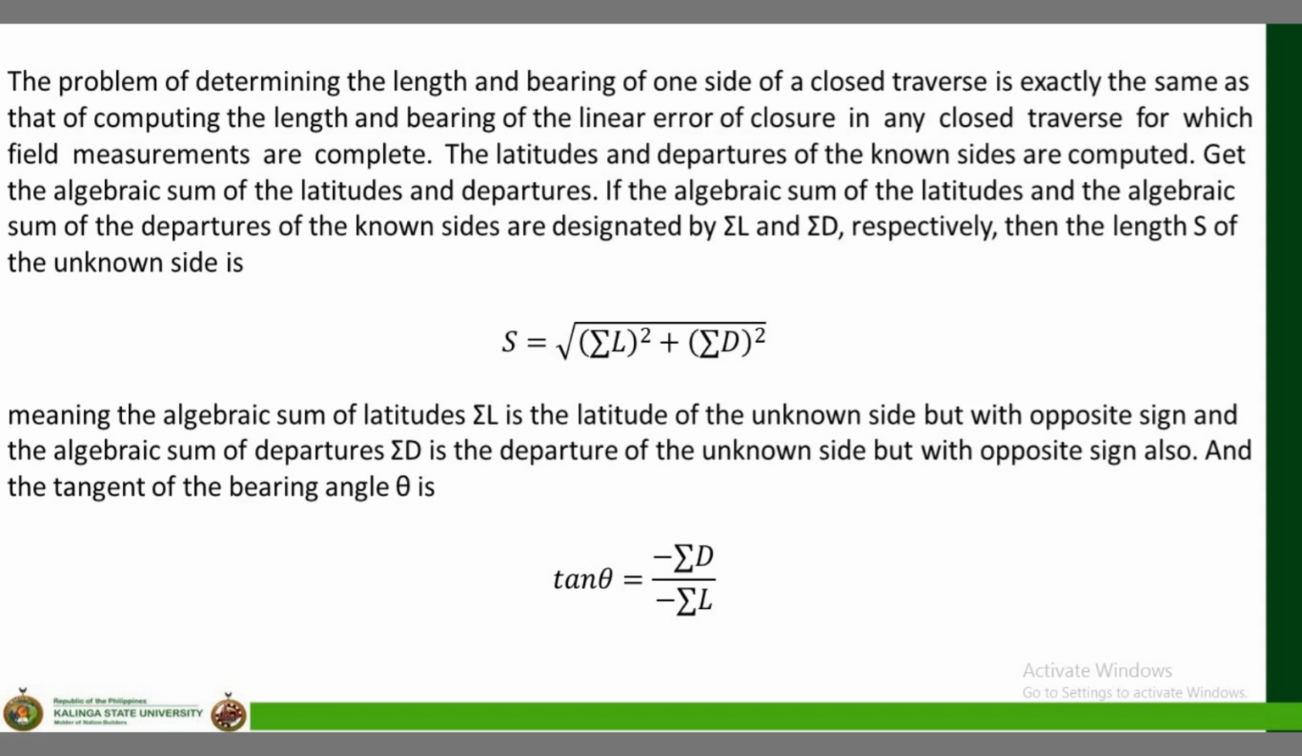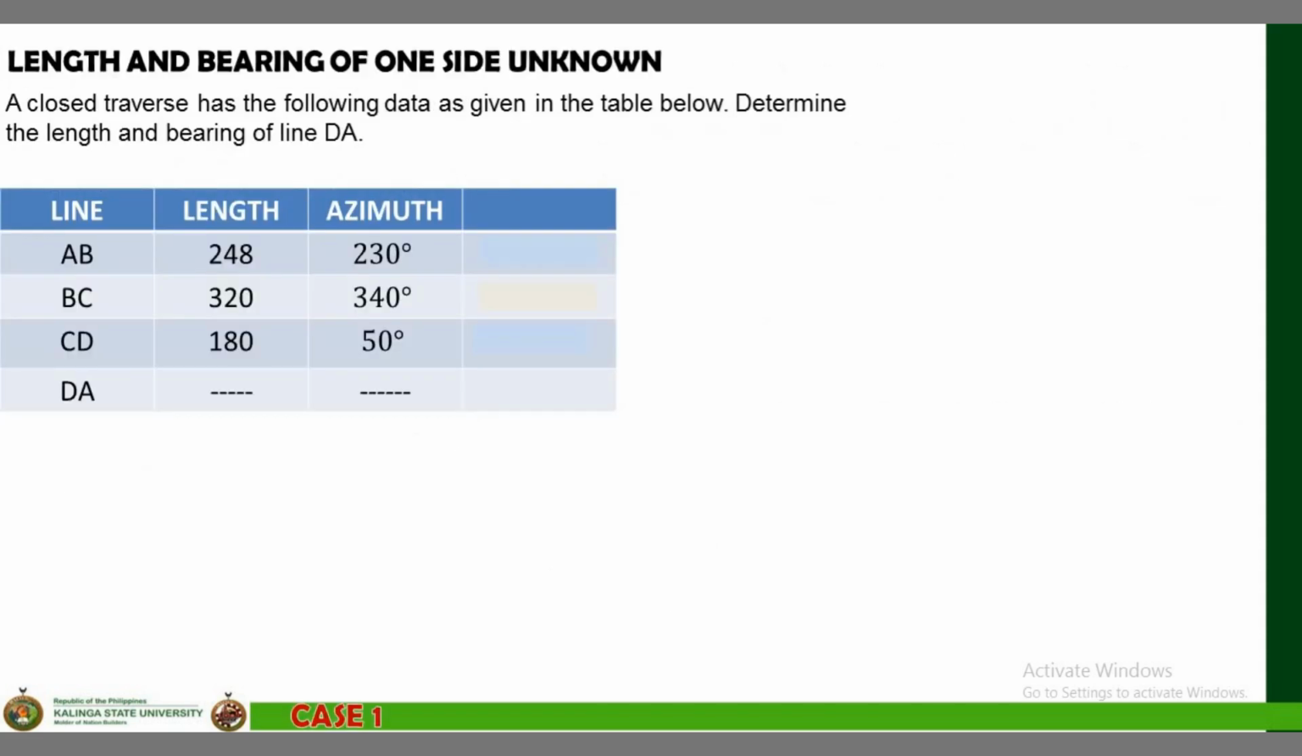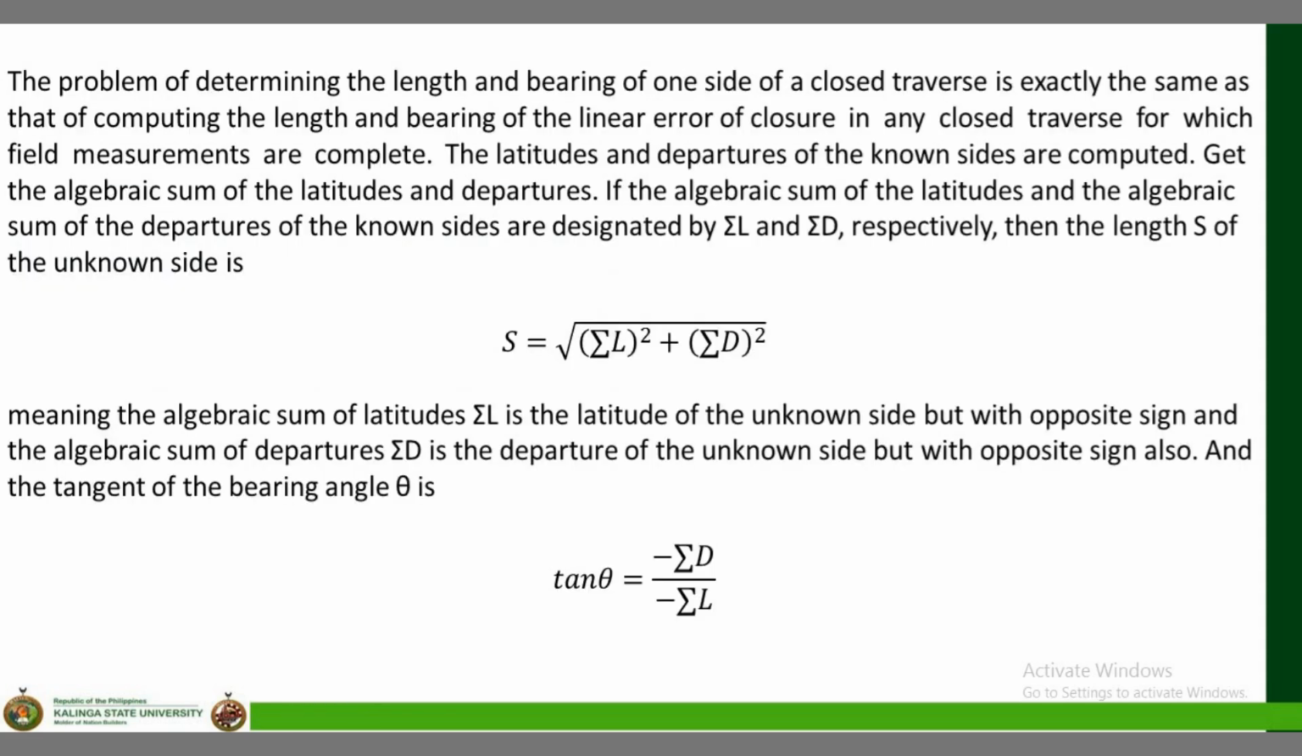In traverse computations, if you take the summation of all the latitudes and all the departures, it should equal zero. So always remember that one: if I take the summation of latitudes, it should be zero, and if I take the summation of the departures, it should also be zero. To further understand these omitted measurements, let's try to solve problems.